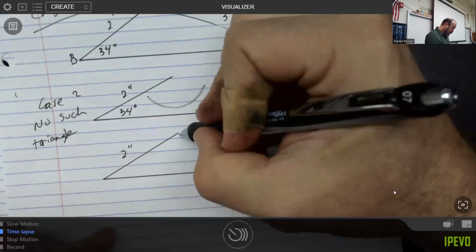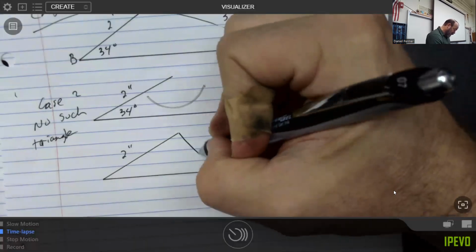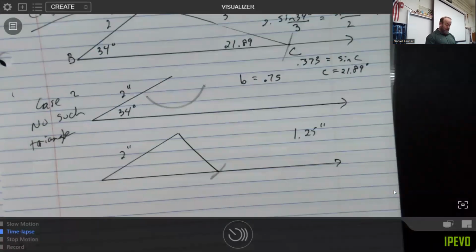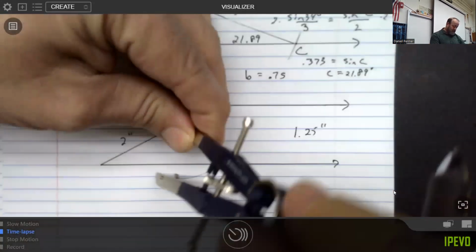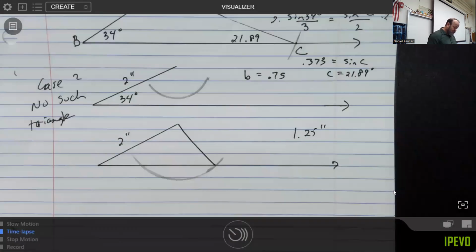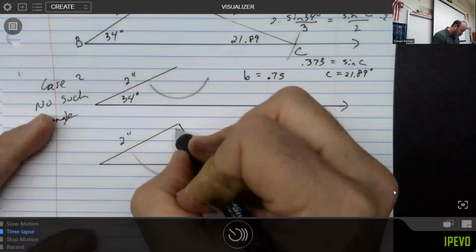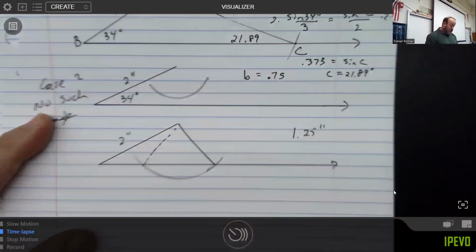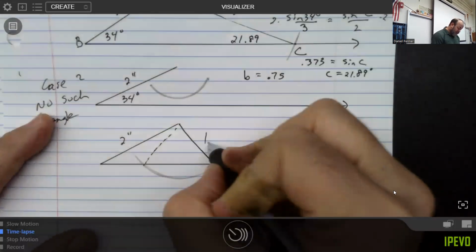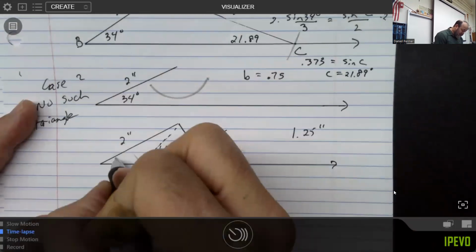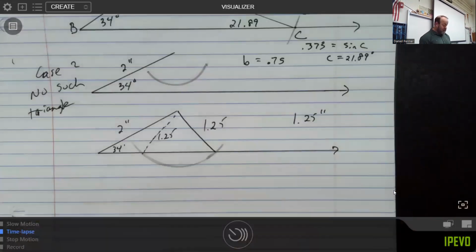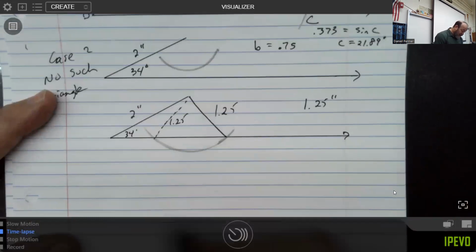Meaning this is a triangle that is a valid triangle. But as it turns out, if I keep going like this, it also hits over here. So the question is, could it also sit right here? So I've got 1.25 here. I've got 1.25 here. Again, we said that this angle was 34 degrees. So effectively, I have two options.